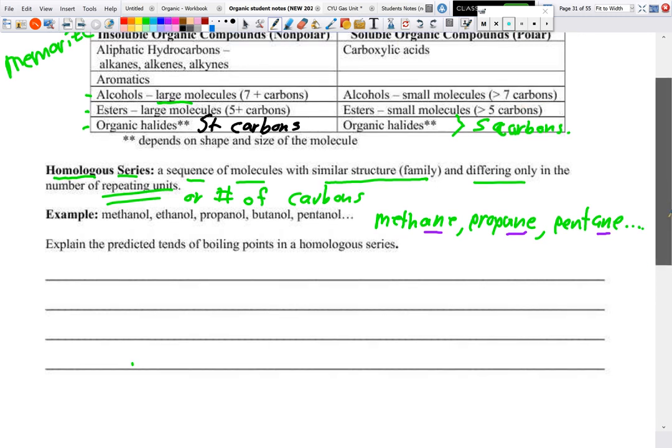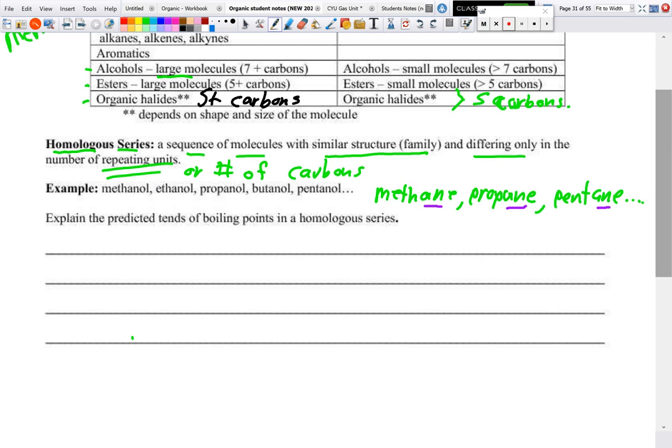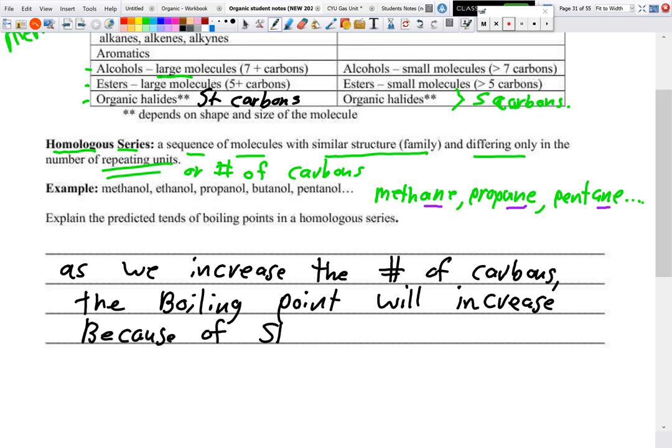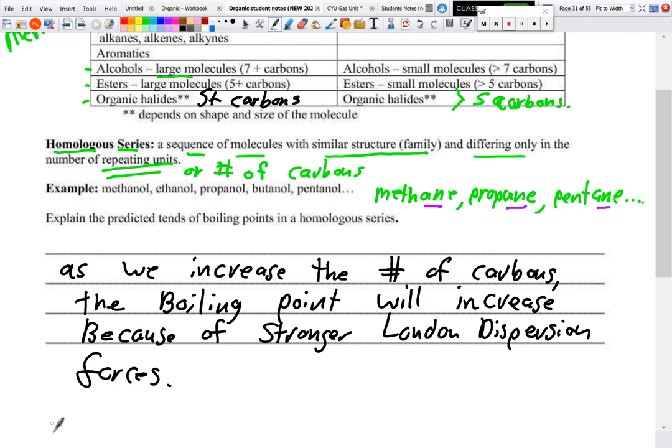Now, as for this one right here, explain the predicted trends in boiling points in a homologous series. So, of course, in a homologous series, we're increasing the number of carbons. As we increase the number of carbons, the boiling point will increase because of stronger London dispersion forces. That's how you can predict as you go up a homologous series. We should see an increase in boiling point because we're increasing the number of carbons and hydrogens, and of course that is creating a much stronger London dispersion force.